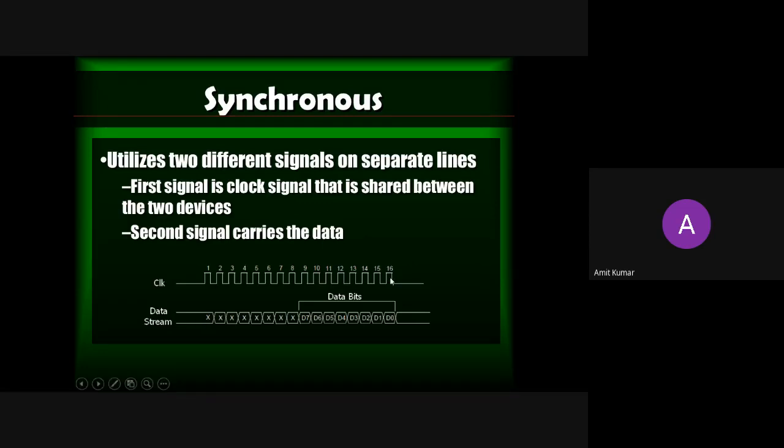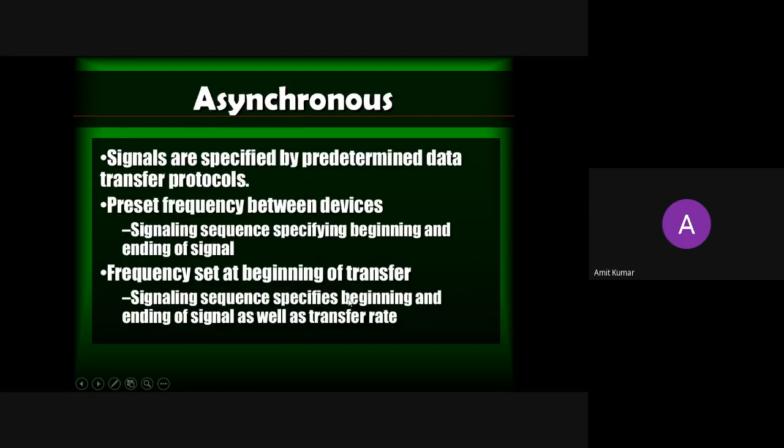The second line will contain your data. After every rising edge, new data will be latched. Here you can see at the 9th clock pulse, your D7 is latched. At the 10th clock pulse, your D6 has been latched. At the rising edge of the 16th clock pulse, your D0 has been latched. In this way, the data has been latched at the sender and receiver side.